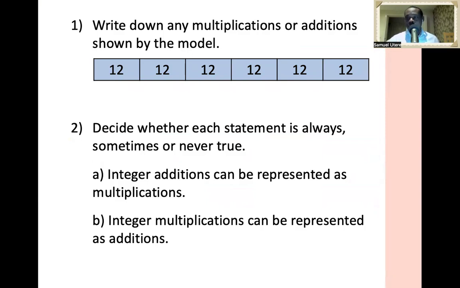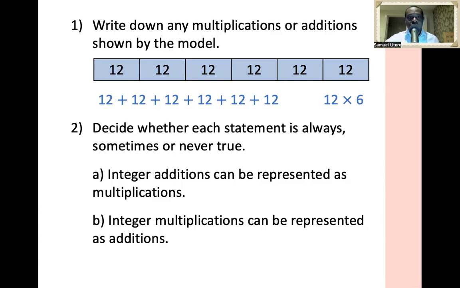Assuming you have answered the questions, here are the answers. Here you were asked, write down any multiplications or additions shown by the model. This bar model shows these additions. Remember, for bar models, we always add the bars. It also shows multiplication, which is 12 lots of 6, or 6 lots of 12.